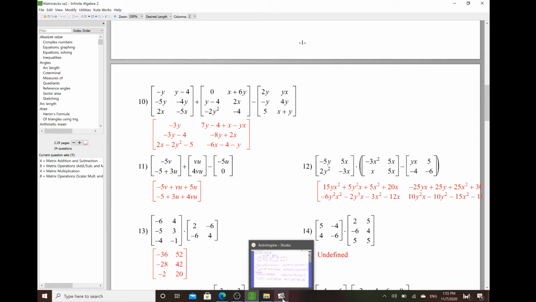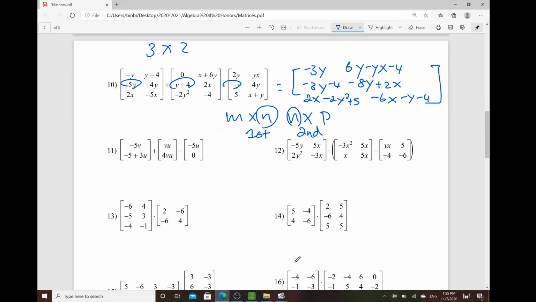Okay, so now what about for 14? So 14, this one is quite straightforward. This one is 2 by 2, and this one here is considered 3 by 2. Again, the number of rows times the number of columns. So 2 rows, 2 columns, but this one has 3 rows and 2 columns. So the numbers here in the middle are not matching. That's why we cannot multiply them. It's not multiplicable, so that means this one is considered undefined.